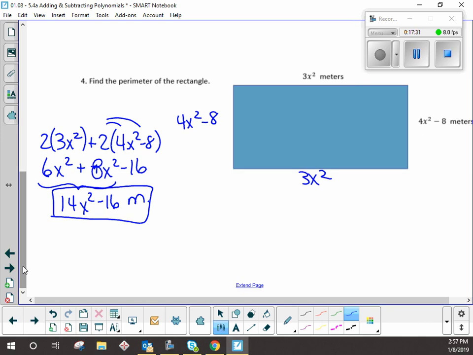The other most popular way of setting it up is not to do the times 2 part, but just write out all 4 things. Like people might write 3x squared plus 3x squared plus the 4x squared minus 8 plus the 4x squared minus 8. Combine like terms, and they'd still get this. Okay, so that's the 2 ways people usually do that.